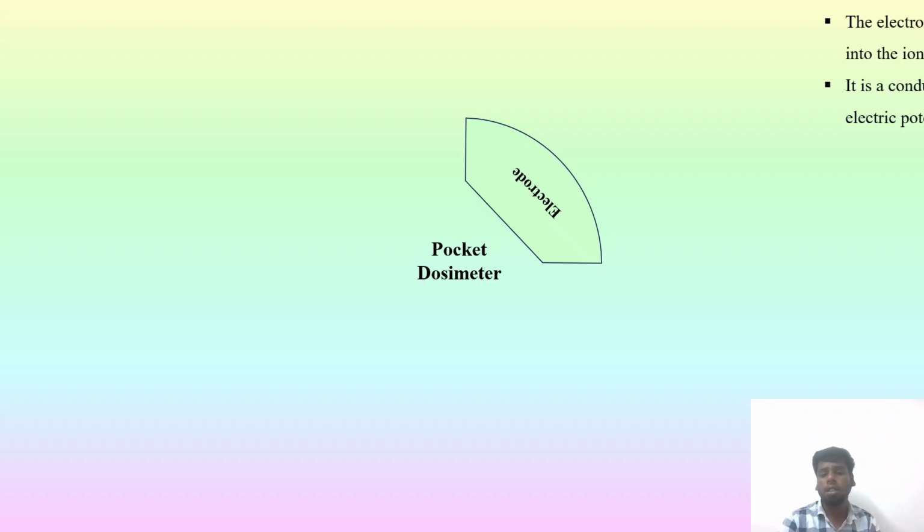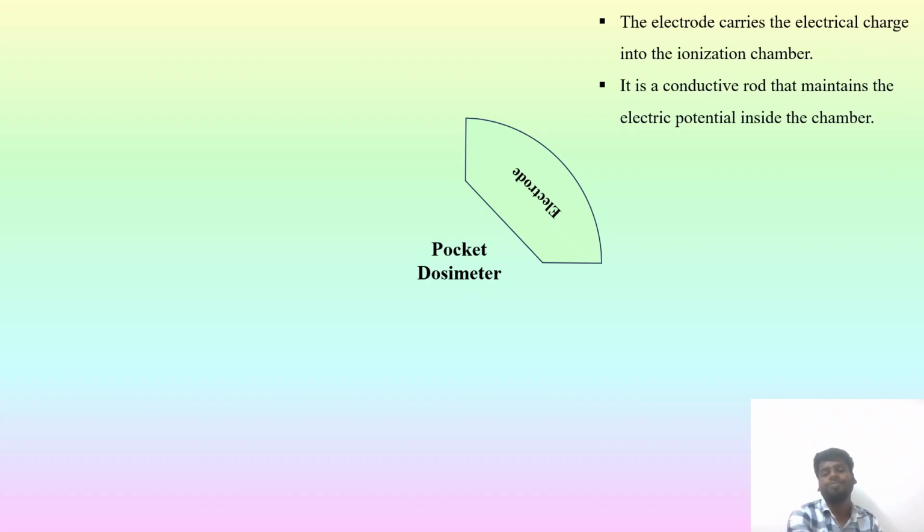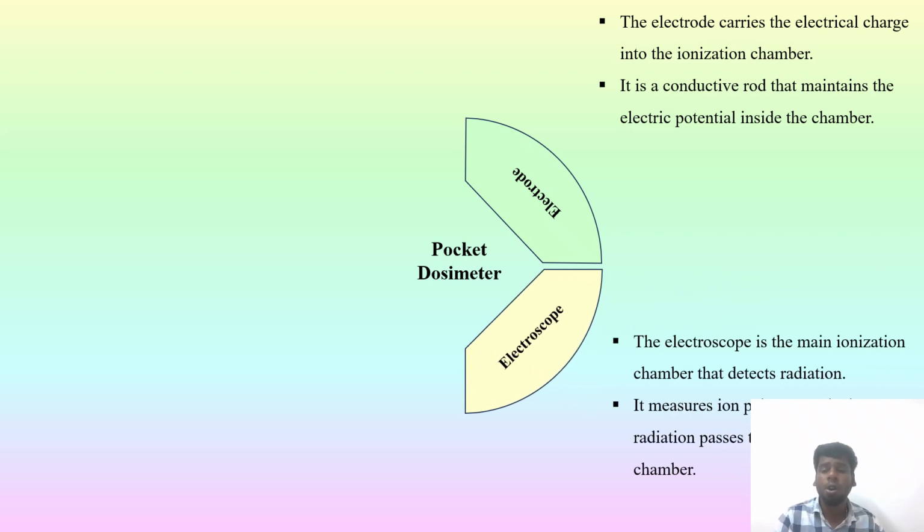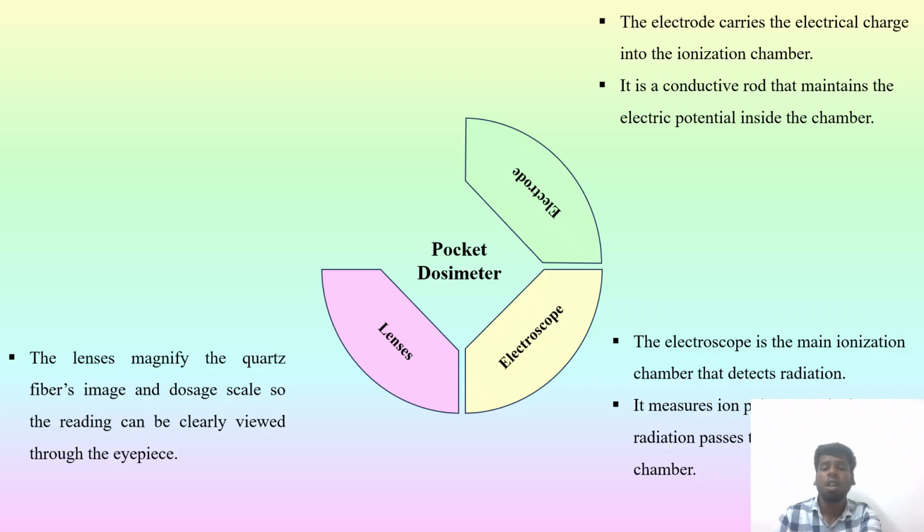The next one is the electrode. The electrode carries the electrical charge to the ionization chamber. It is a conductive rod that maintains electrical potential inside the chamber, producing electrical voltage inside the chamber. Next one is the electroscope. The electroscope is used to detect radiation by measuring the ion pairs produced as radiation passes through the chamber.